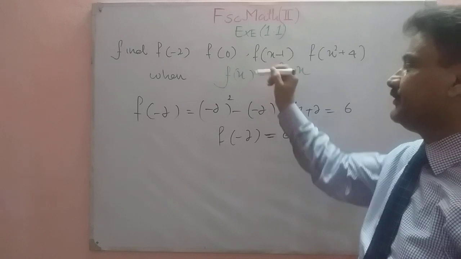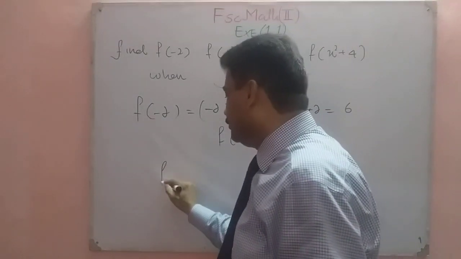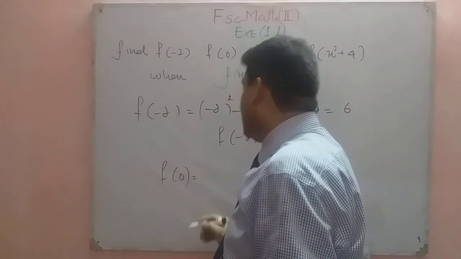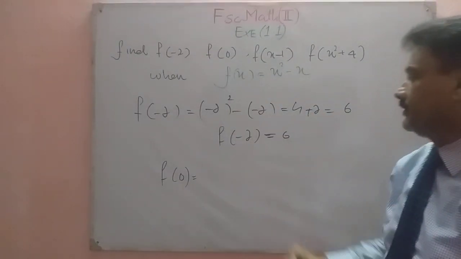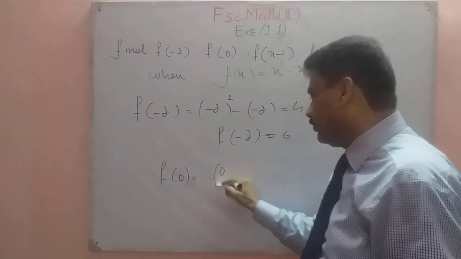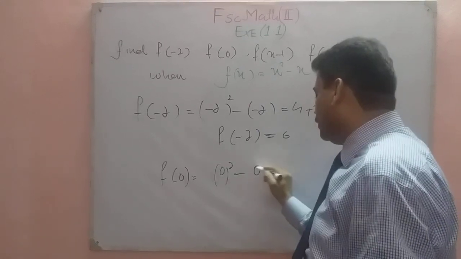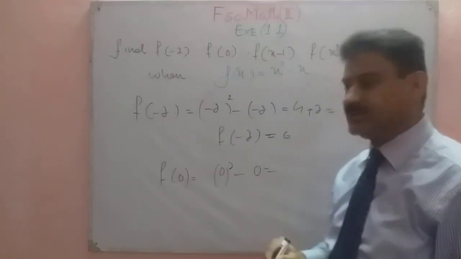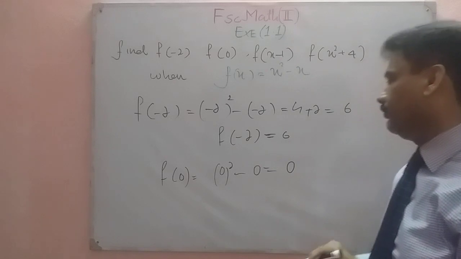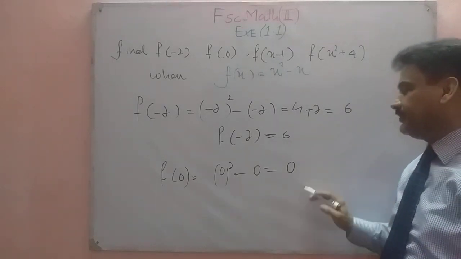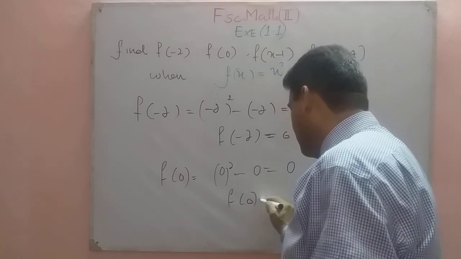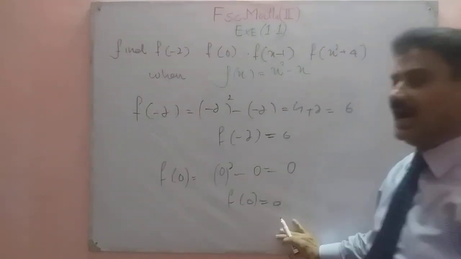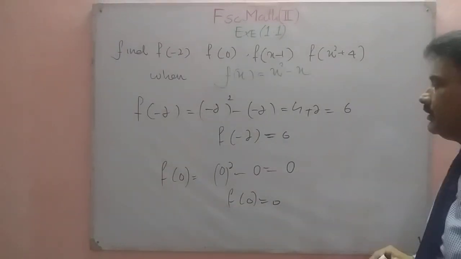Similarly, we find f of 0. To find f of 0, we just replace x by 0 on both sides of this function. F of 0 will become square of 0 minus 0. Ultimately we get the answer 0. F of 0 is equal to 0. 0 is the image of 0 under f.